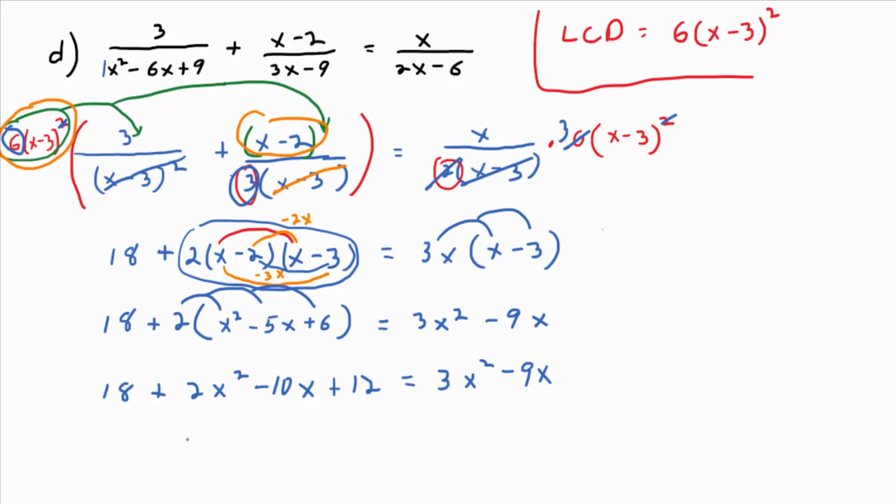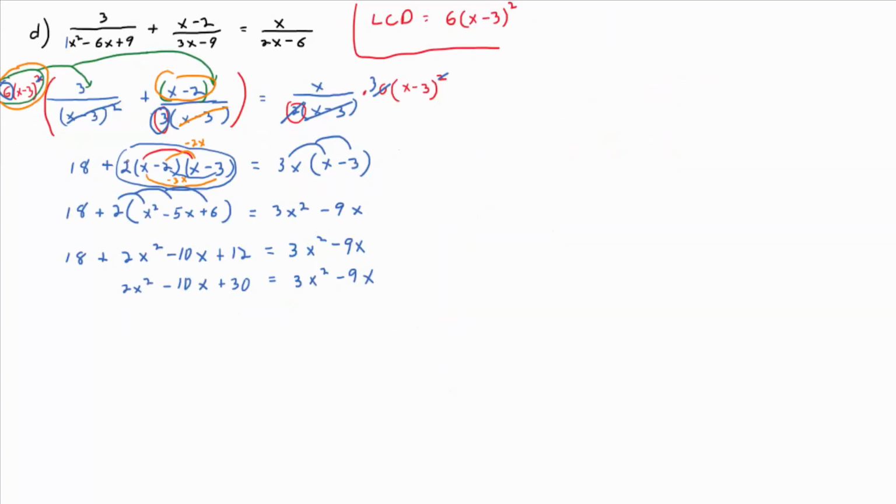Okay, so now let's combine the 18 and the 12, though. What do we get? So we still have 2x squared minus 10x. 18 plus 12, 30 equals 3x squared minus 9x. Ooh, we're almost there. We're getting there.